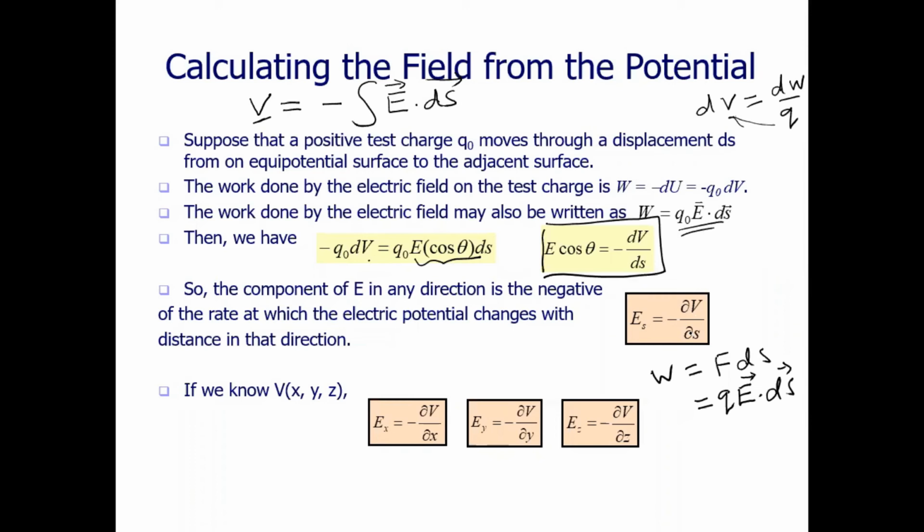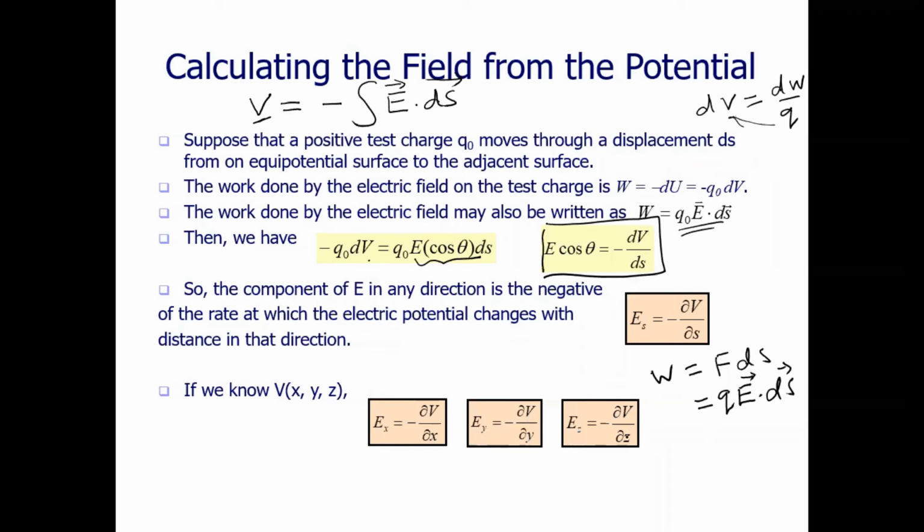Okay, so you know that if you take the three-dimensional coordinate system, then the directions will be X, Y, and Z. So it means that the X component of the electric field will just be equal to the rate at which the electric potential is changing in the X direction. The Y component of the electric field is the rate at which the potential is changing in the Y direction, and the Z component of the electric field is the rate at which the potential is changing in the Z direction.